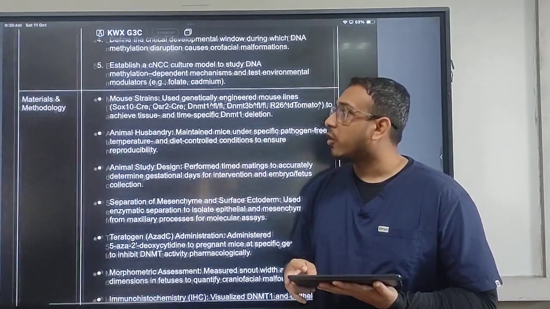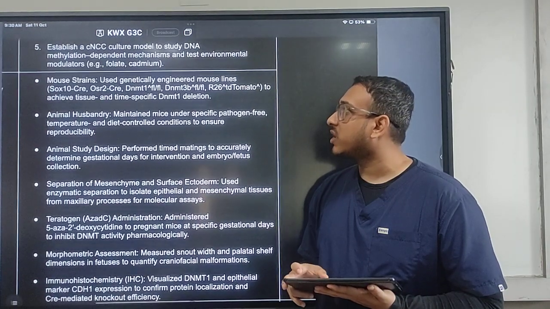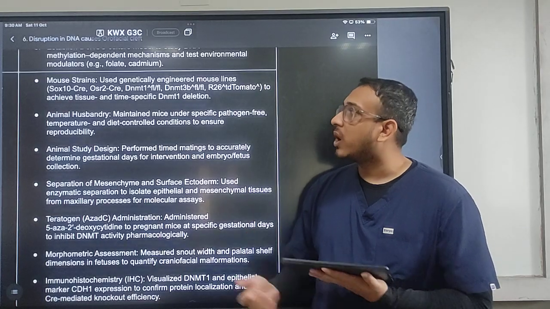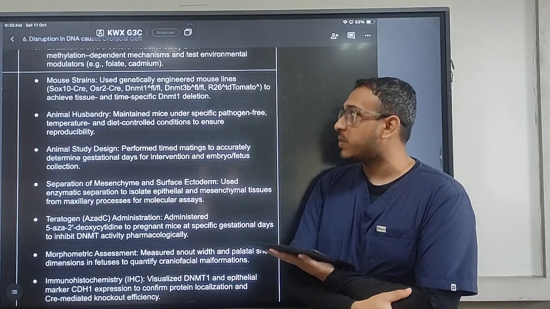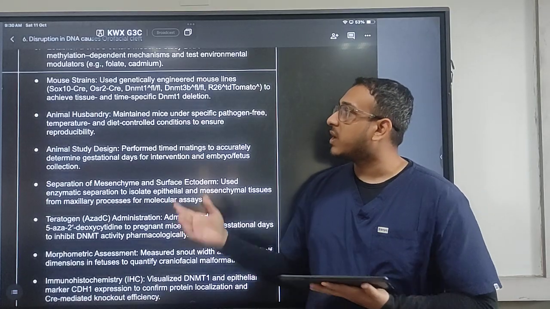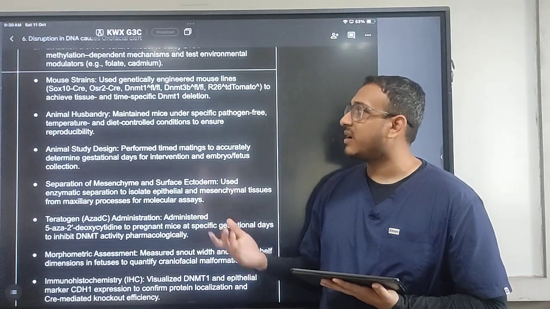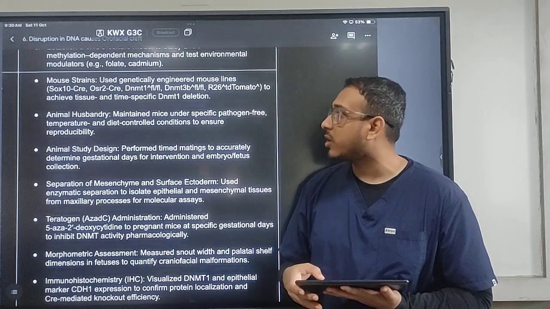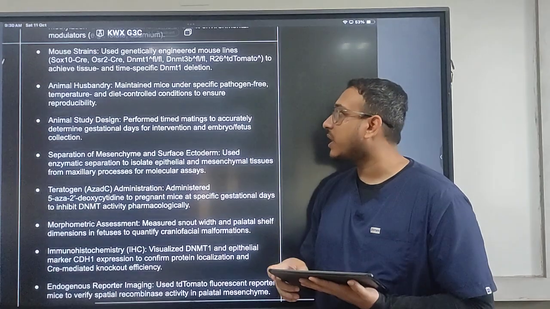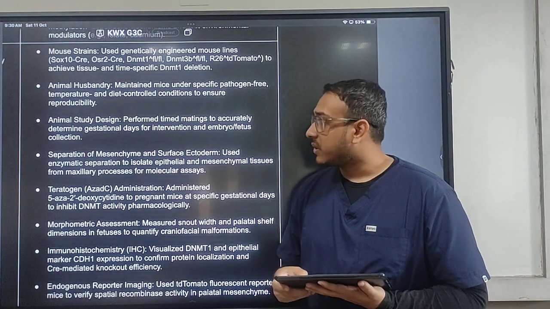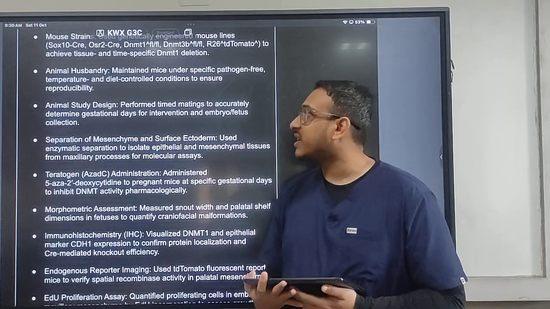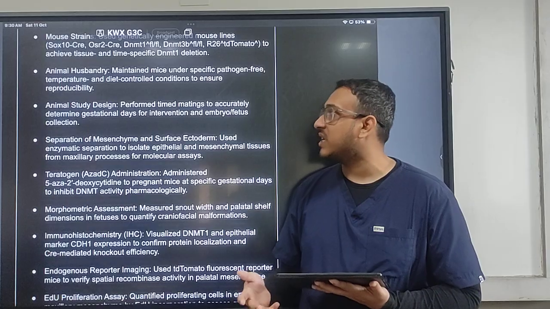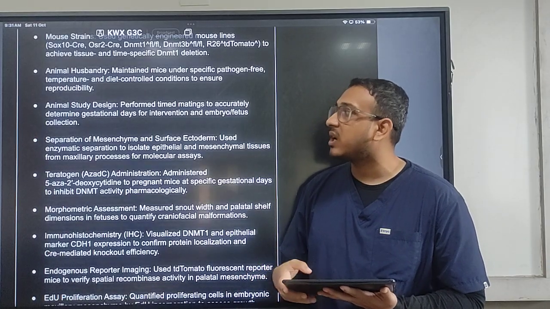So in the methodology, they used genetically engineered mouse lines to achieve tissue and time specific DNMT deletion. For the animal husbandry, they mentioned that they maintained mice under specific pathogen free, temperature and diet controlled conditions to ensure reproducibility. For the animal study design, they performed timed matings to accurately determine gestational days for intervention and embryo and fetus collection.